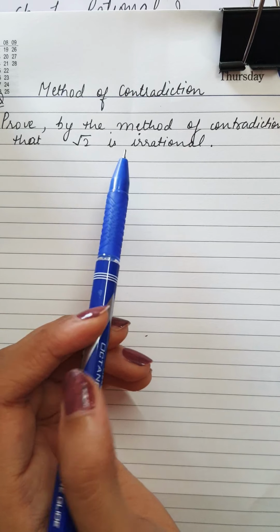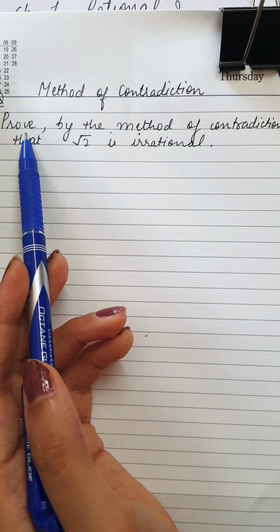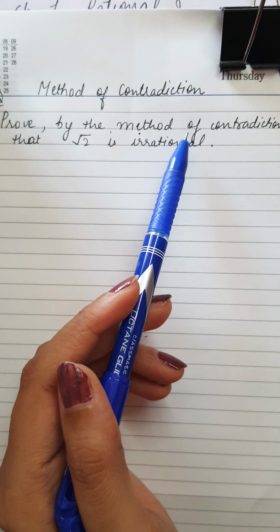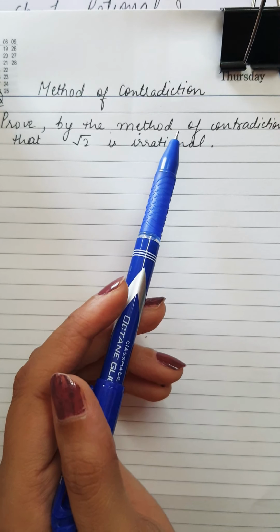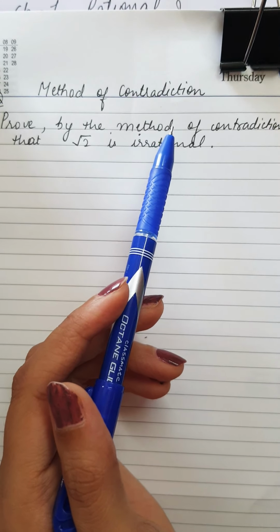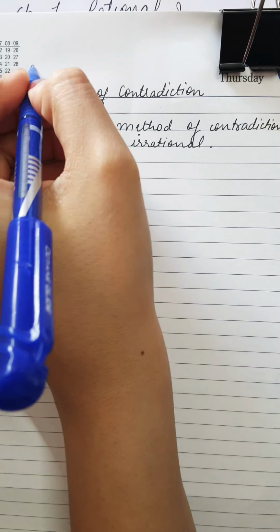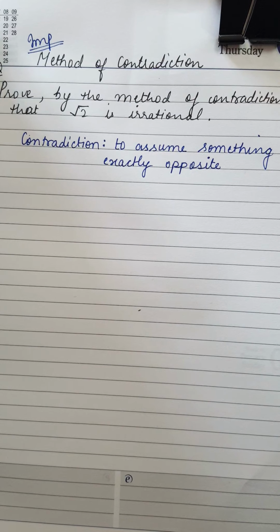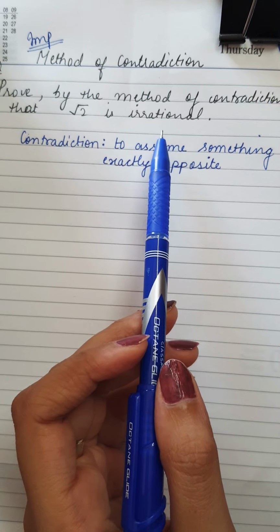Now in the exam they can ask you by any method, such as prove by the method of long division or prove by the method of contradiction, or if they are not asking for any method, you can do it your way. Whichever method you feel is easy, you can adopt that. So this is one of the most important questions. Now let's get started. First of all, what is the meaning of contradiction? Contradiction means to assume something exactly opposite. Now here we need to prove that √2 is irrational.